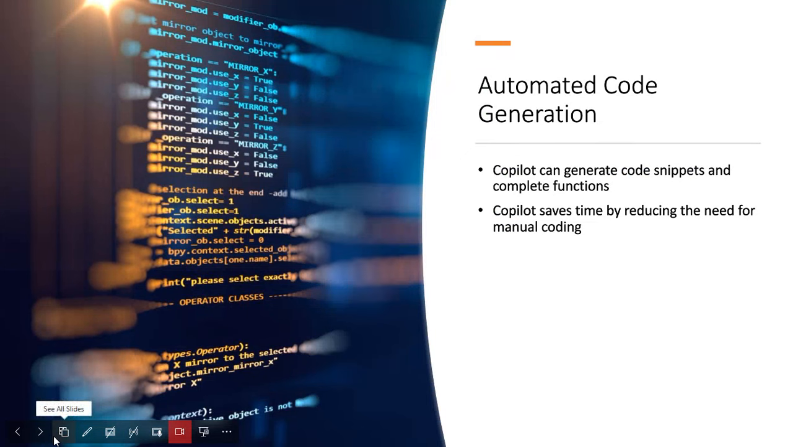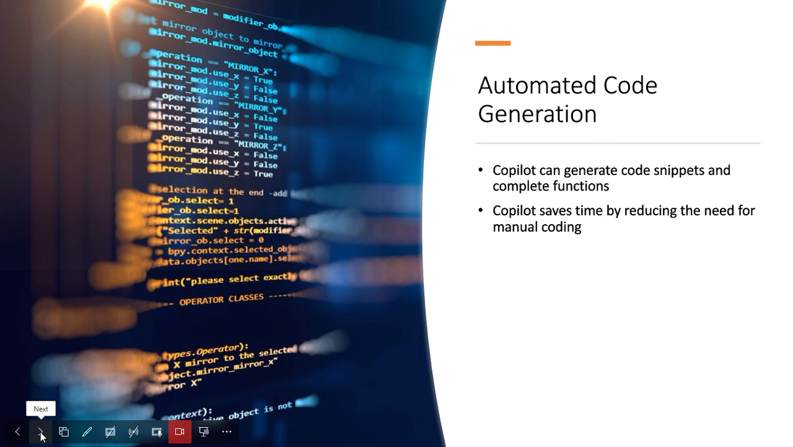So automated code generation. Copilot can generate code snippets, complete functions. Copilot saves time by reducing the need for manual coding. With its advanced algorithms and deep learning models, Copilot can generate code snippets and complete functions on the fly. This automated process saves time and effort, reducing the need for manual coding and increases productivity. You'll see in the demo now, this is just amazing, this Microsoft Copilot.